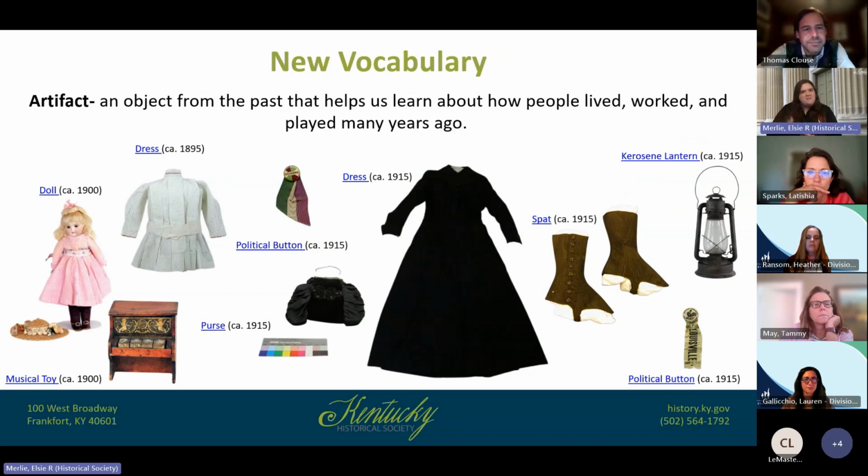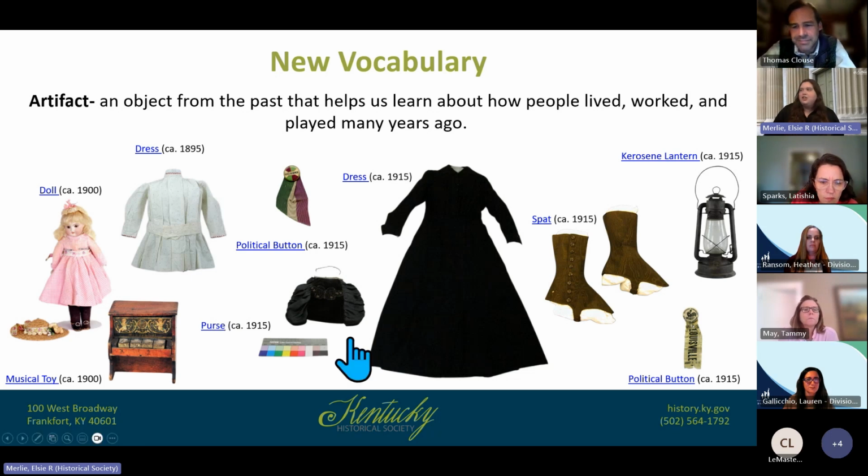So this is going to be my favorite part, but before we analyze those artifacts, it will be helpful to kind of establish any new vocabulary that they might not have come across before. So we're going to establish what an artifact is. An artifact is an object from the past that helps us learn about how people lived, worked, and played many years ago. And these images that you see on the screen here, these are all different artifacts and objects that we have in our collection here at KHS. And these are going to be on site either displayed in our galleries or in our archives.